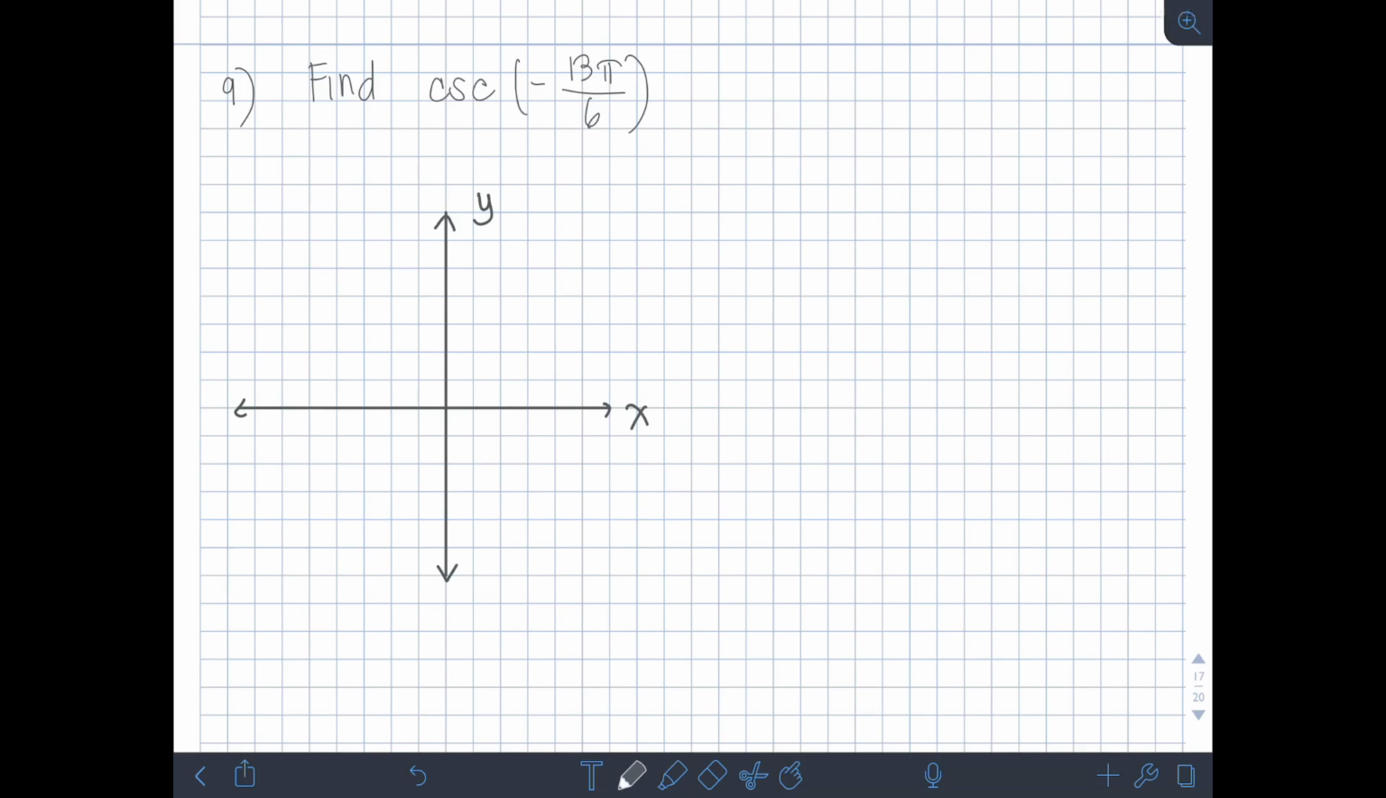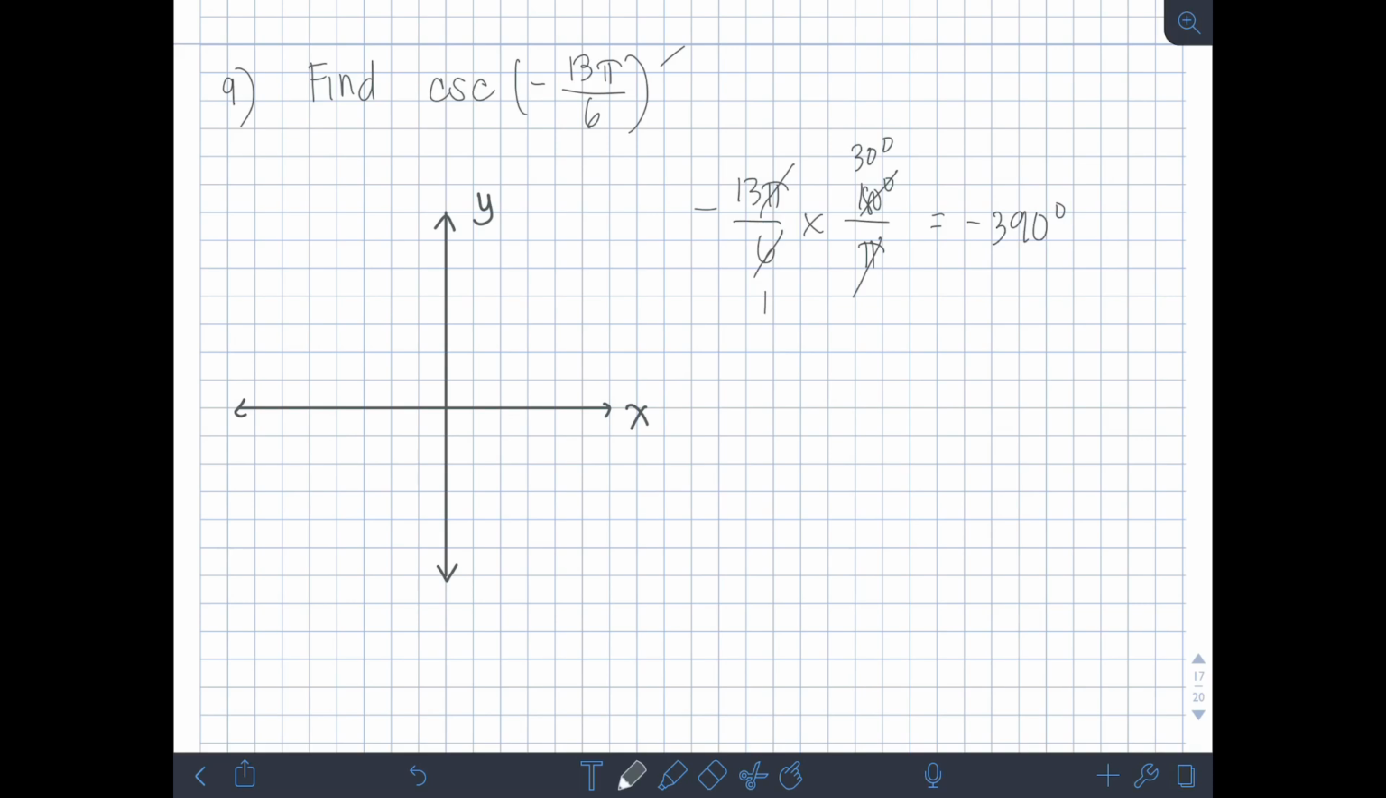Okay? Next, we have find cosecant negative 13 pi over 6. Okay, so apply uli natin yung reference angle. Since yung given angle natin ay in radian, convert natin in degrees para mas madali. So, multiply natin by 180 degrees over pi. So, cancel si 6, magiging 30. So, we have negative 13 times 30 is negative 390 degrees.